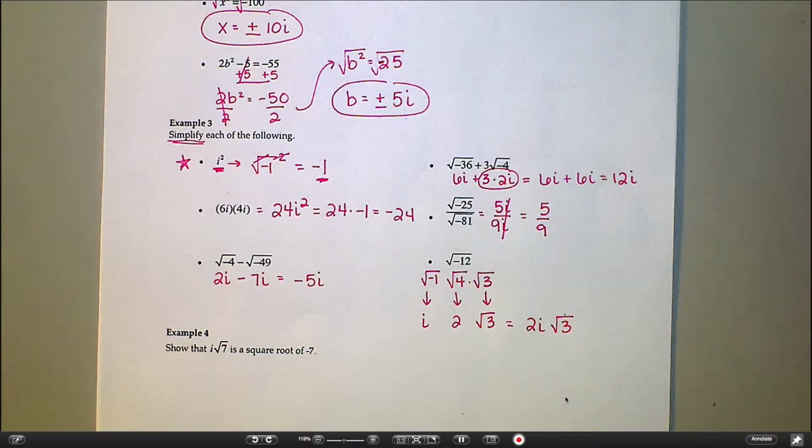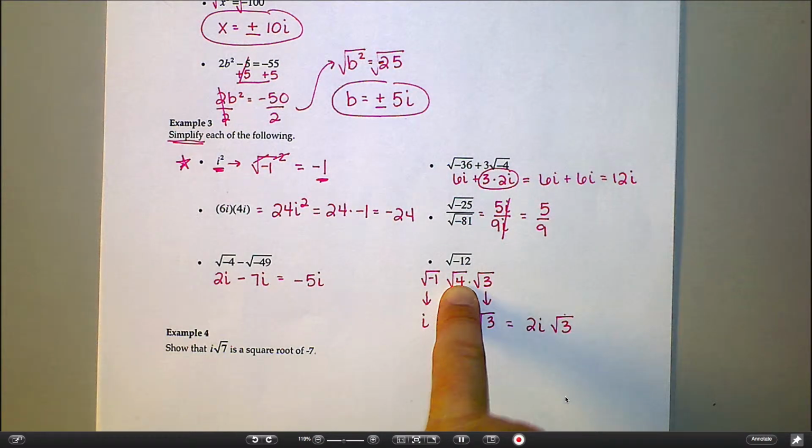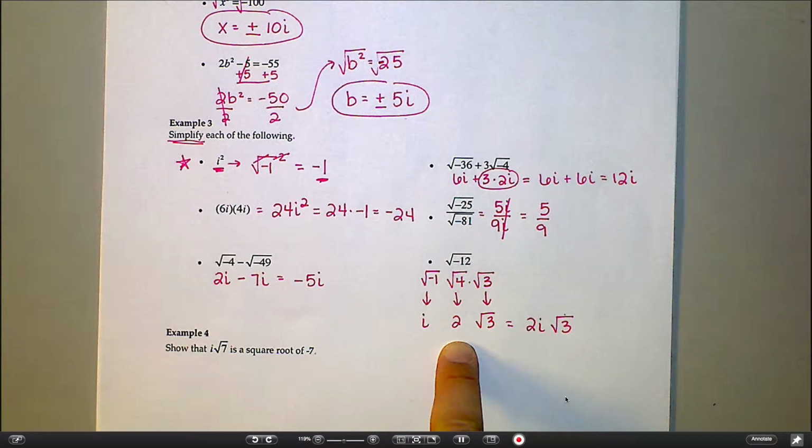Okay. So see what I mean? I could have just made that 4 a negative 4, and then when I took the square root, just said it was a 2i. So you could have pulled that all out at once.